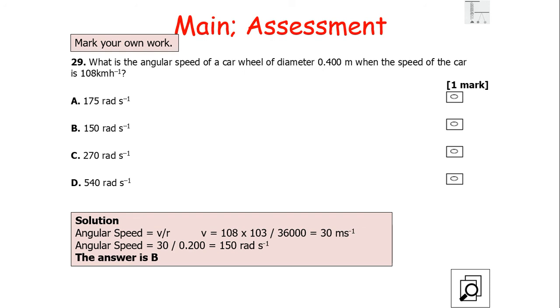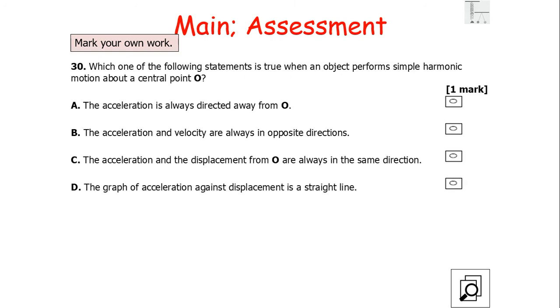And therefore angular speed is going to be v over r, because we know omega is equal to v over r, as v equals r omega. So we do 30 over 0.200, which is 150 radians per second. The answer is B.